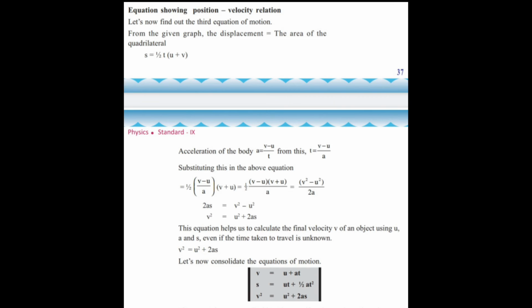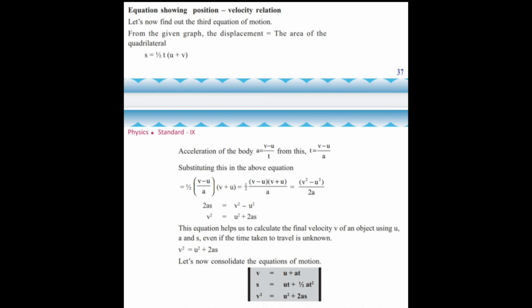This 2a can be moved to the other side. If we take 2a to the other side, we get 2as is equal to v square minus u square. From that, v square is equal to u square plus 2as. This is the third equation of motion. Okay, thank you.